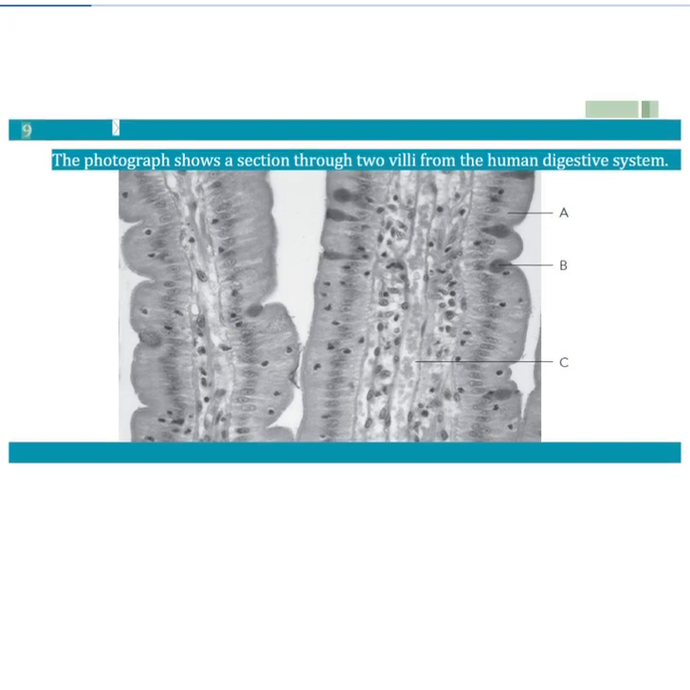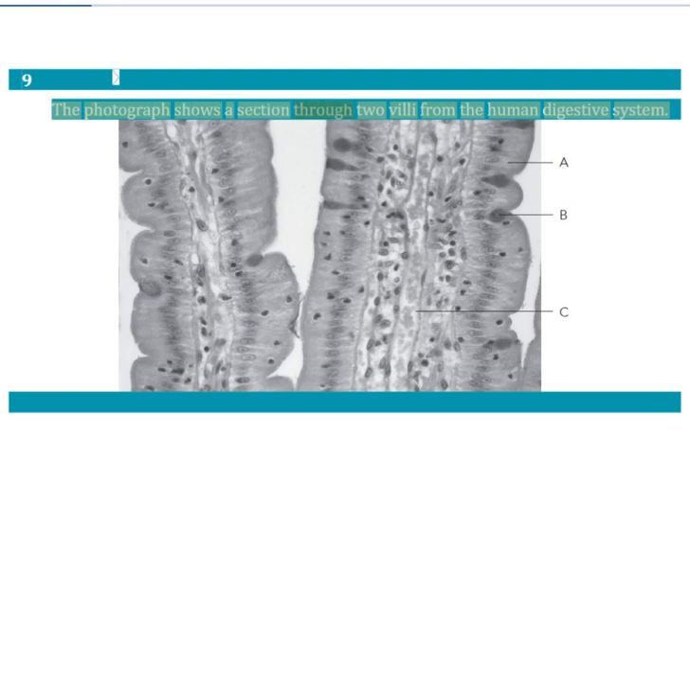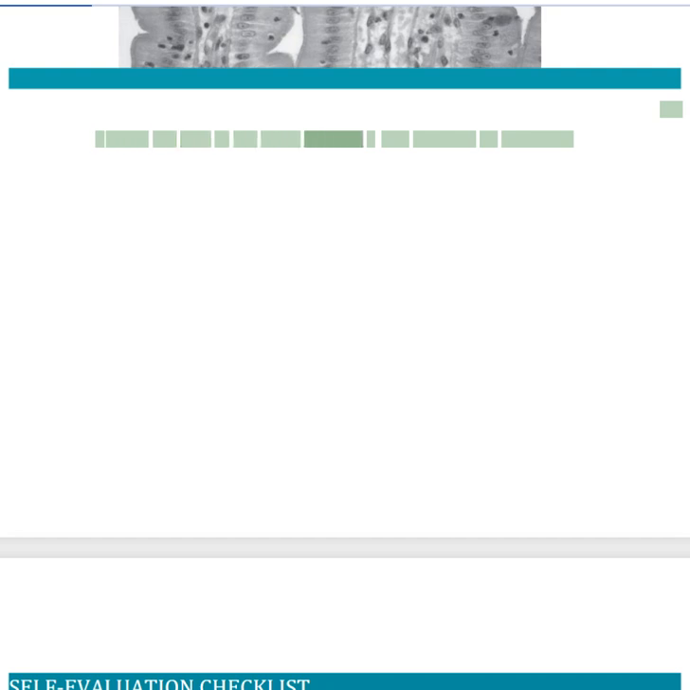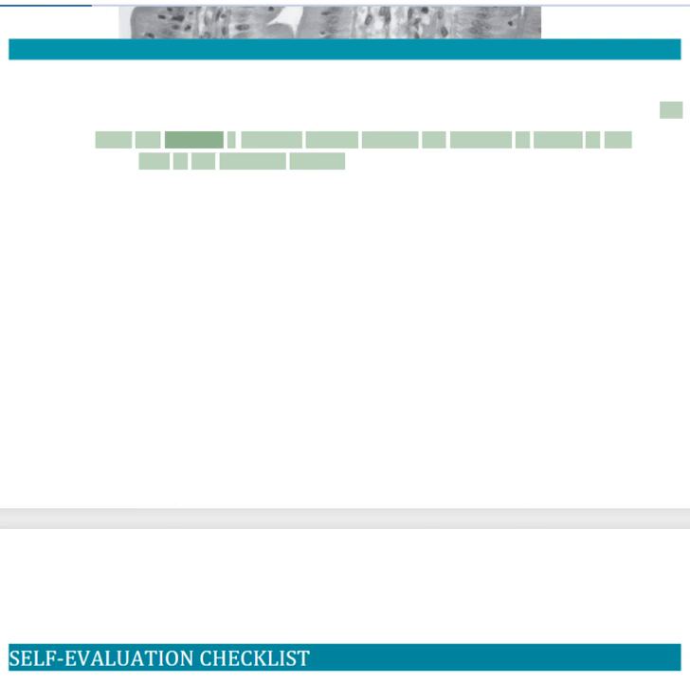9. The photograph shows a section through 2 villi from the human digestive system. A. Name the part of the human digestive system in which villi are found. B. Name the part of the villus labeled A and describe its functions. C. The cell labeled B secretes mucus. Suggest the function of mucus in this part of the digestive system.